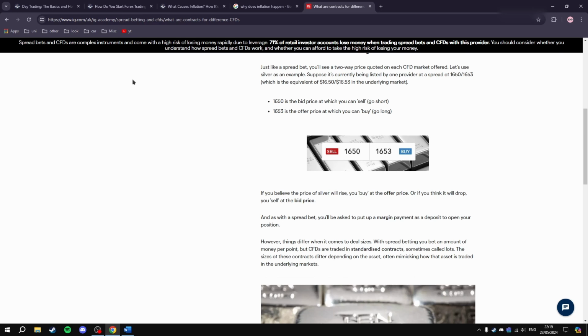As with a spread bet, you'll be asked to put up a margin payment as a deposit to open your position. However, things differ when it comes to deal sizes. With spread betting, you bet an amount of money per point, but CFDs are traded in standardized contracts, sometimes called lots. The sizes of these contracts differ depending on the asset, often mimicking how that asset is traded in the underlying markets.